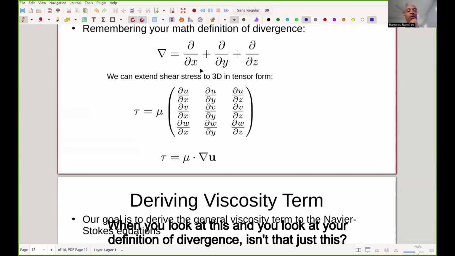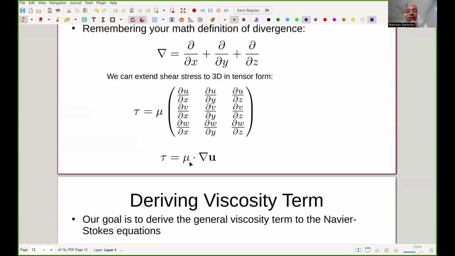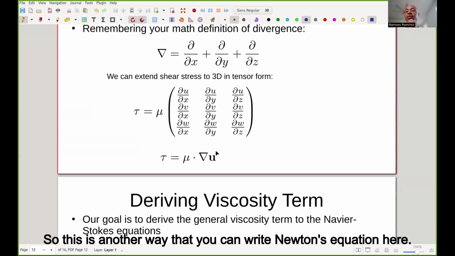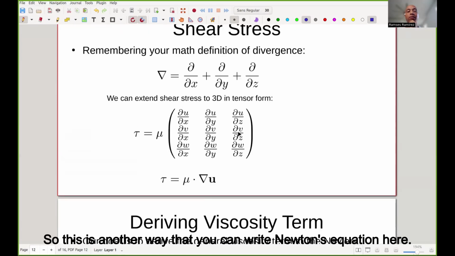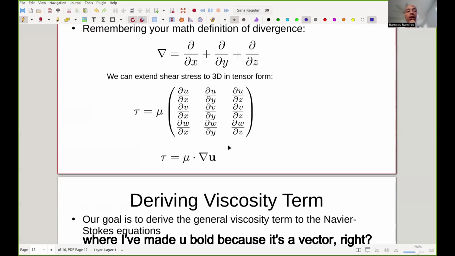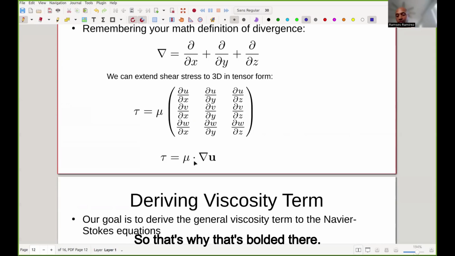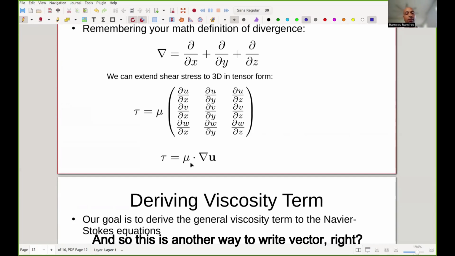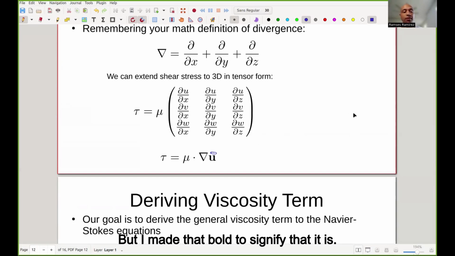When you look at this and you look at your definition of divergence, isn't that just this? It's mu dot del u by definition, right? So this is another way that you can write Newton's equation here. It's just mu times del u, nabla times u, where I've made u bold because it's a vector, right? So that's why that's bolded there. I made that bold to signify that it is.